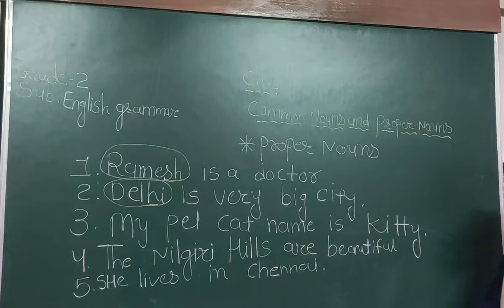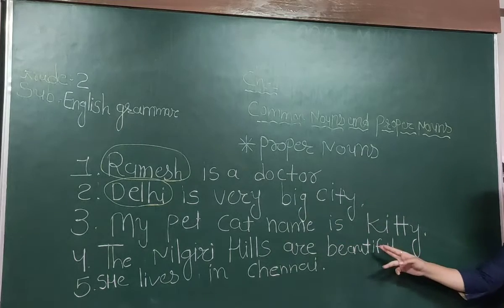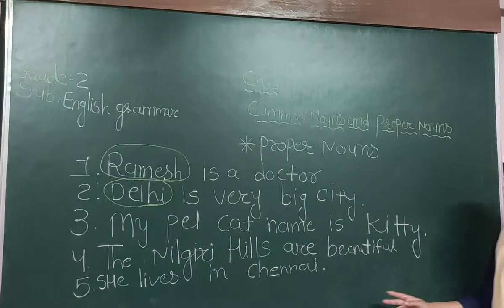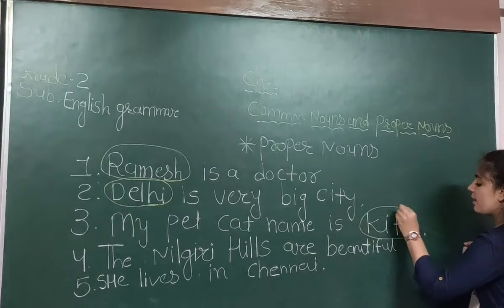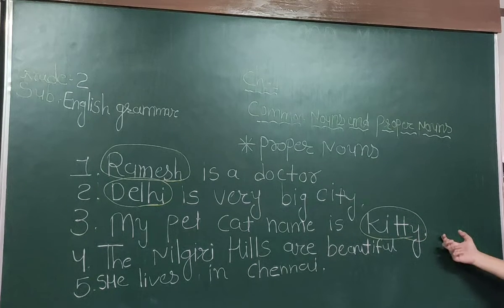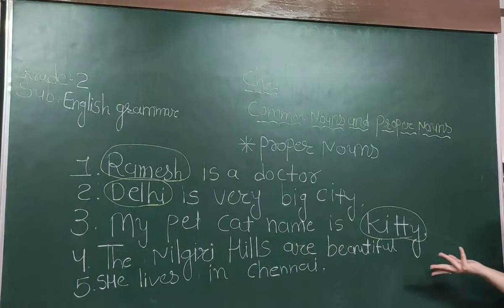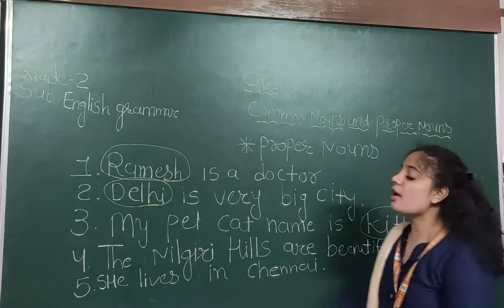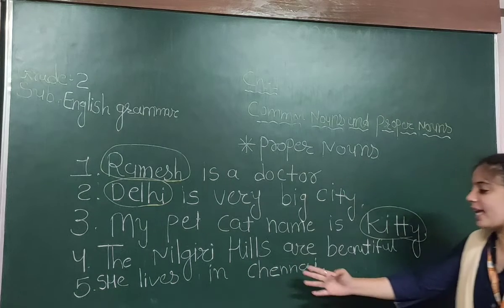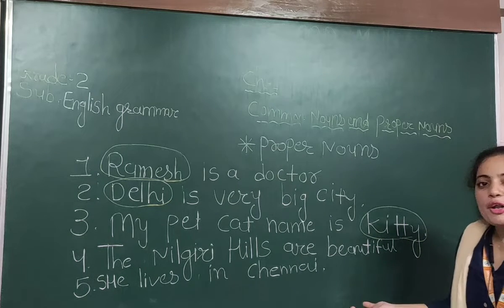Okay. Number three. My pet cat's name is Kitty. Yes, all the students, here Kitty, because Kitty is the special name of a pet, animal or cat, you can say. Number four, the Nilgiri hills are beautiful.